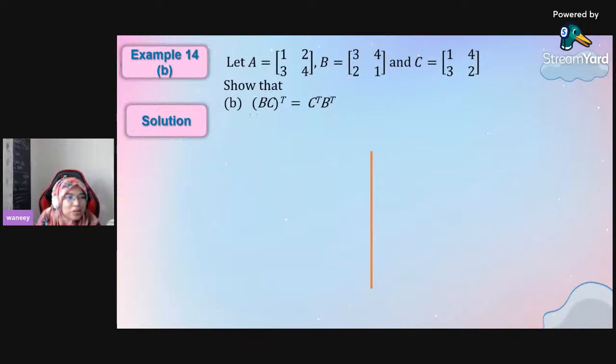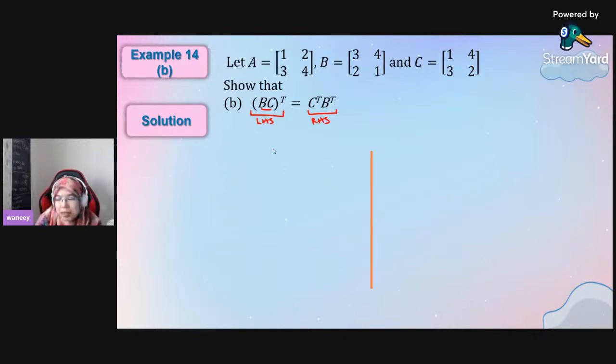Okay, so what they mean over here is that we should calculate BC first and then we transpose the answer. On the right hand side, we should transpose each of them and then we're going to multiply them later on. Okay, so again, we are going to separate them into two. So the first one is on the left hand side. We're going to find out what is the answer on the left hand side and then the answer on the right hand side, and then we are going to verify that we are definitely going to get the same thing.